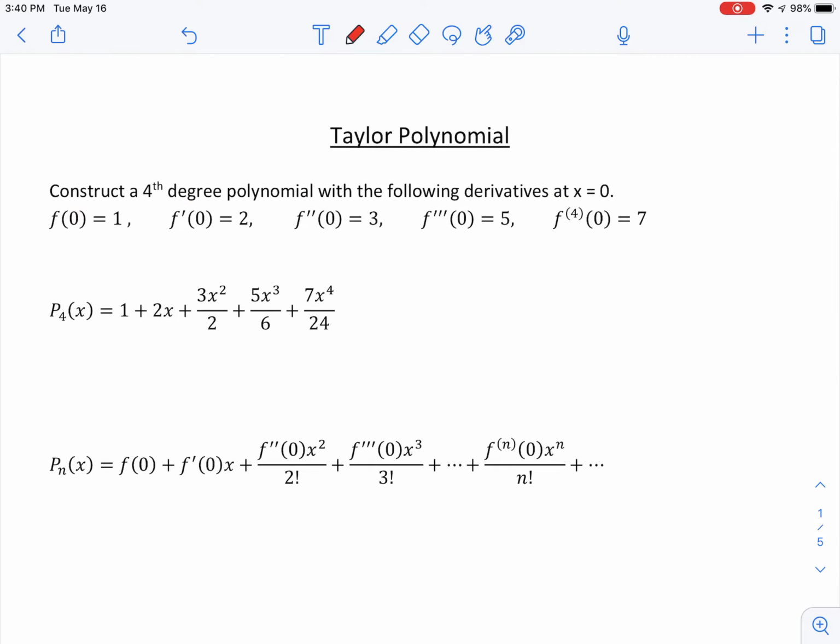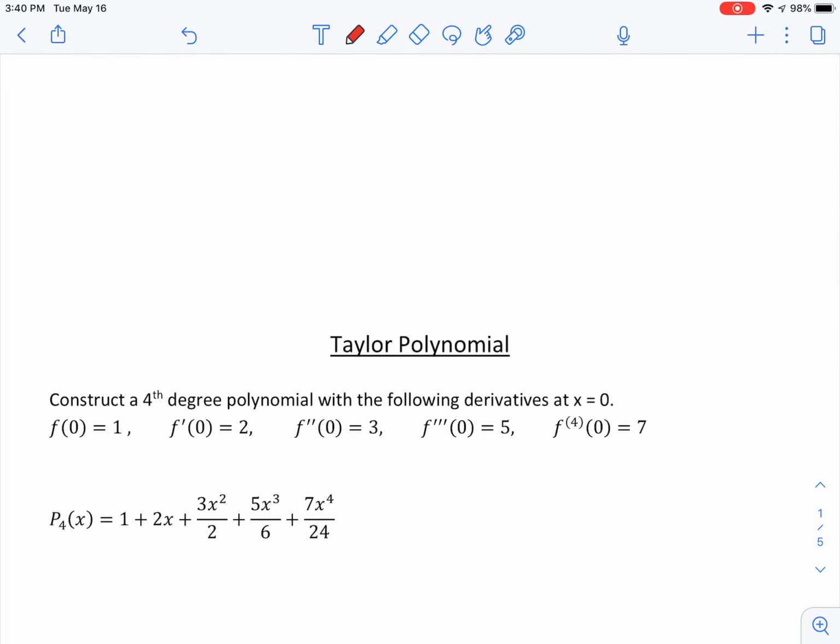All right, here's the answer. This would be a polynomial that has these derivatives. Hopefully you can see if we plugged in 0 into all of this, you would get 1. If we take our first derivative, you're going to end up with 2, plus 3x plus 5x squared over 2 plus 7x to the third over 6. And then if we plugged in 0 into that, you'd get 2. That would be the first derivative.